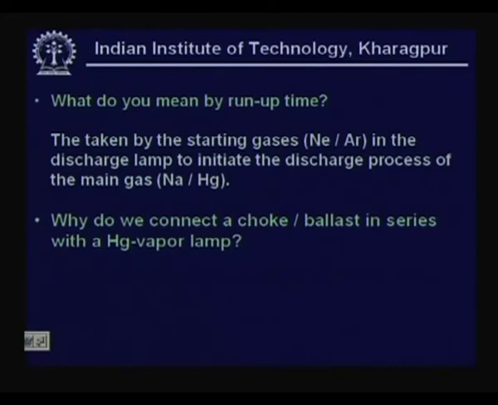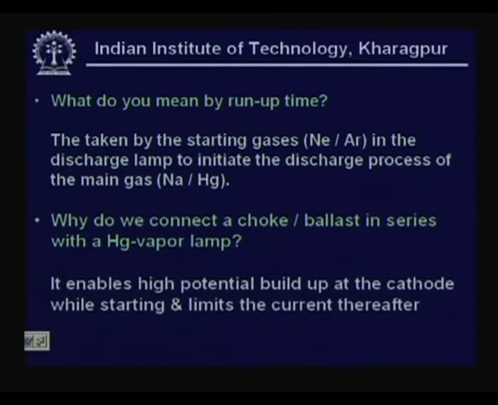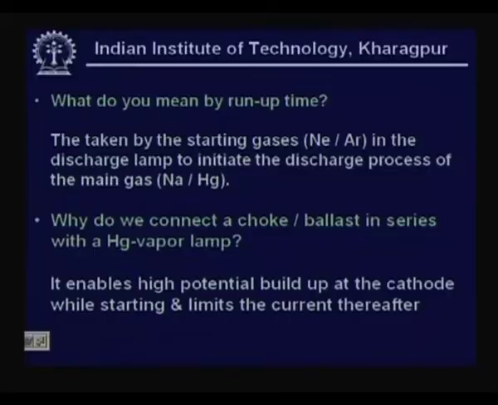Why do we connect a choke or a ballast in series with a mercury vapor lamp? It enables high potential build up, that is what we said. The arc needs a high voltage development that is done at the cathode while starting, and the choke limits the current thereafter. This is possible because we know that if there is an inductive circuit, RL circuit, you break or you create interruption in that current, that builds a voltage transient, and that helps the arc to build up.